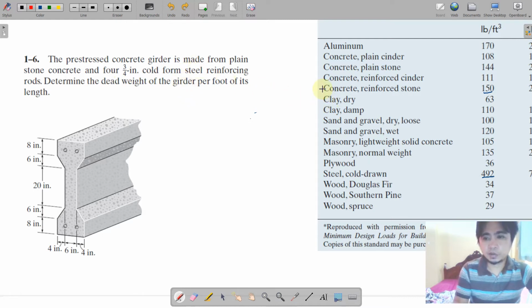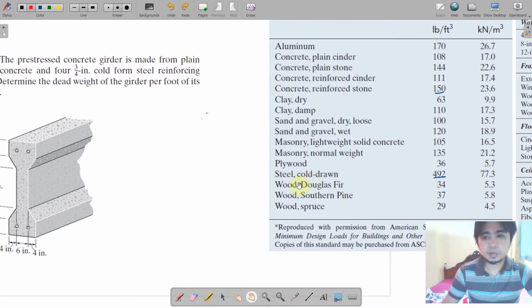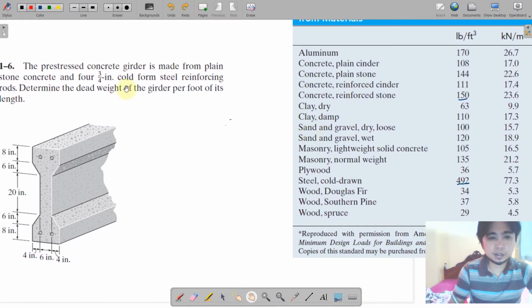So again, we are going to refer to our table on the dead loads, or the minimum densities for design dead loads. As for the reinforced stone concrete, we are in English units, we adopt 150 for that, and then steel cold drawn 492 pounds per cubic feet. So normally we are going to use the formula of weight in terms of gamma. So we're going to write those criteria.